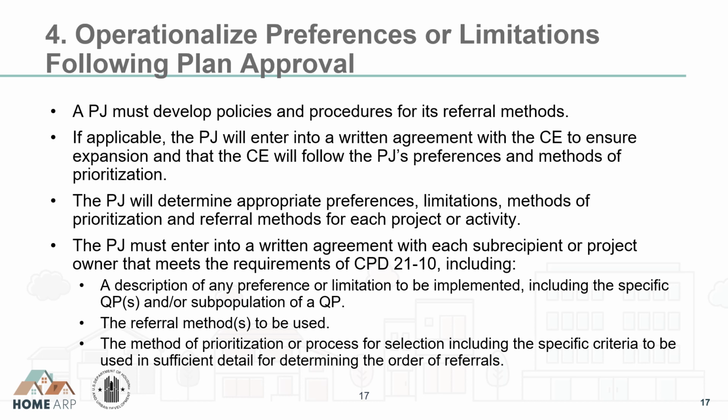The PJ must enter into a written agreement with each subrecipient or project owner that meets the requirements of CPD-21-10, including a description of any preference or limitation to be implemented, including the specific QPs and/or subpopulations of a QP, the referral methods to be used, the method of prioritization or process for selection, including the specific criteria to be used in sufficient detail for determining the order of referrals.